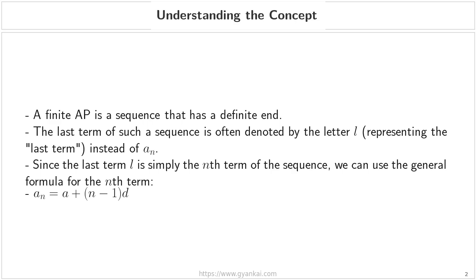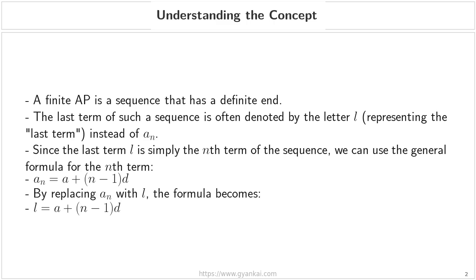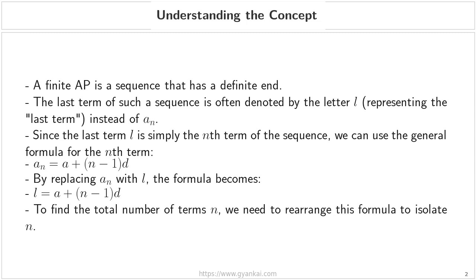This means we can take the general formula we already know for the nth term, which is a subscript n equals a plus the quantity n minus 1, all multiplied by d, and apply it here. By simply replacing the subscript n with our new symbol, L, our formula becomes L equals a plus the quantity n minus 1 times d. As we move into the next slide, I will show you how we can algebraically rearrange this exact equation to isolate n, which will give us our direct formula for counting the terms.